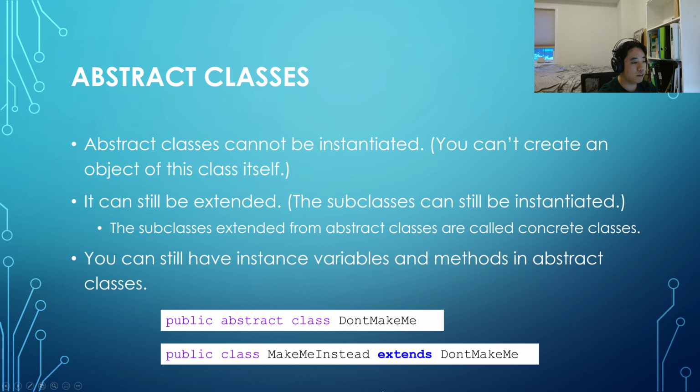So this is how we make our abstract classes. We just put the abstract keyword before the class declaration. I wrote public abstract class DontMakeMe, which makes DontMakeMe an abstract class. We can then extend the DontMakeMe class with MakeMe instead, just like how we do inheritance.